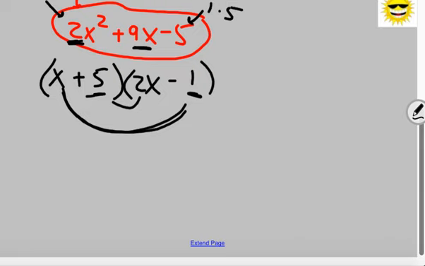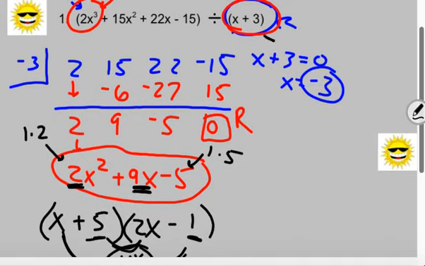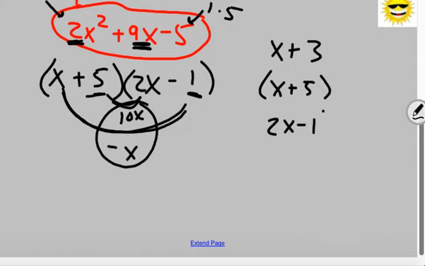Outside, x times negative 1 is negative x. 5 times 2x is 10x. They add up to this 9x right here. So the factor I started out with, I think it was x plus 3. Yep, there's the first factor, x plus 3. That's the factor we started out with. The other two factors are x plus 5 and 2x minus 1. We're doing this over and over again. This is kind of a building block for what we're going to get into later on in the trimester: breaking these apart using synthetic division and then some of our factoring skills. Okay.